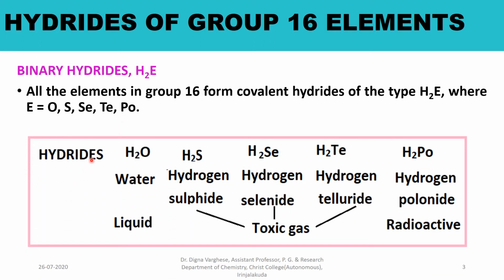Hydrates are the compounds derived from the oxygen family members reacting with hydrogen. The first hydrate of this group is water, the second one is hydrogen sulfide, the third one is hydrogen selenide, the fourth one is hydrogen telluride, and then hydrogen polonide.